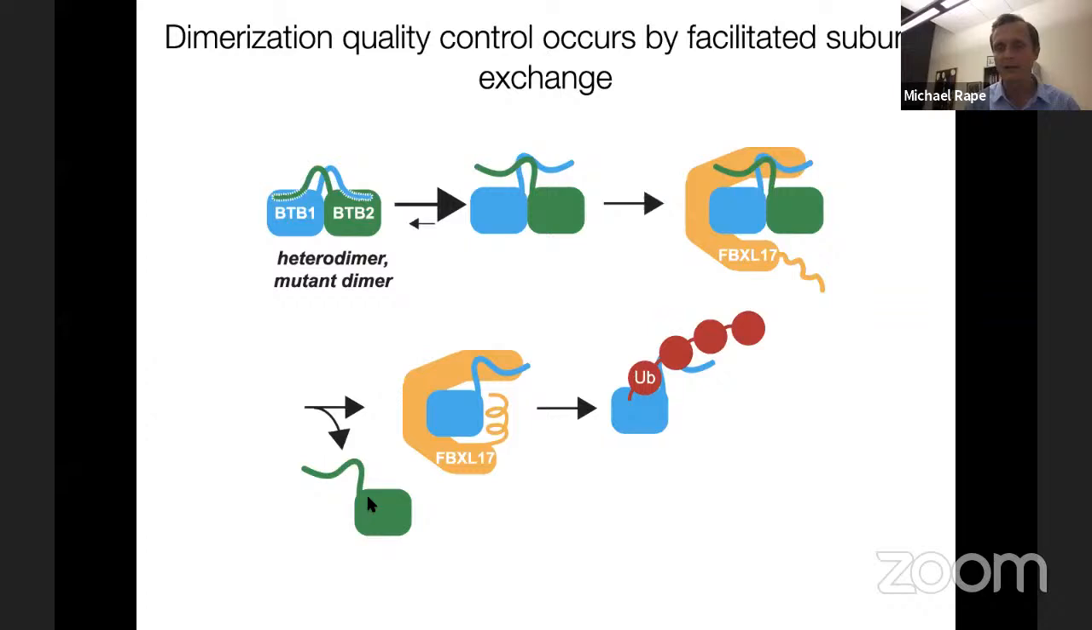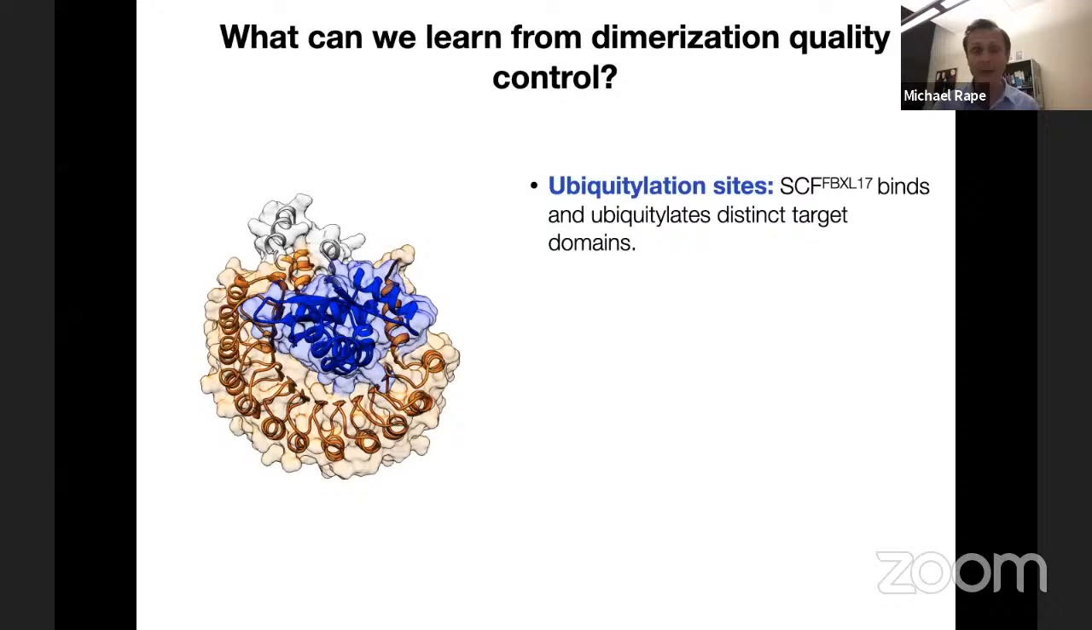So from a bigger perspective, there were a few take-home lessons that were interesting here. One was, as I mentioned, ubiquitylation sites are not necessarily in the domains that are recognized by an E3 ligase. They can be in different domains of the enzyme.